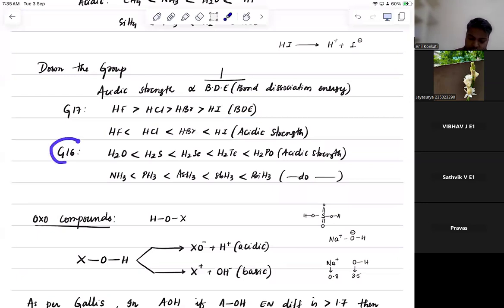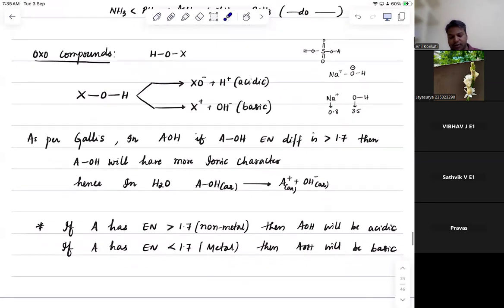Next, group 16: H2O is less acidic than H2S, H2Se, H2Te, and H2Po. So this is for group 16. Down the group, acidic strength increases. Group 15 is the same, except that they have lone pairs and are generally basic in nature. For basic nature, ammonia is greater than PH3, then arsenic, antimony, and bismuth hydrides.